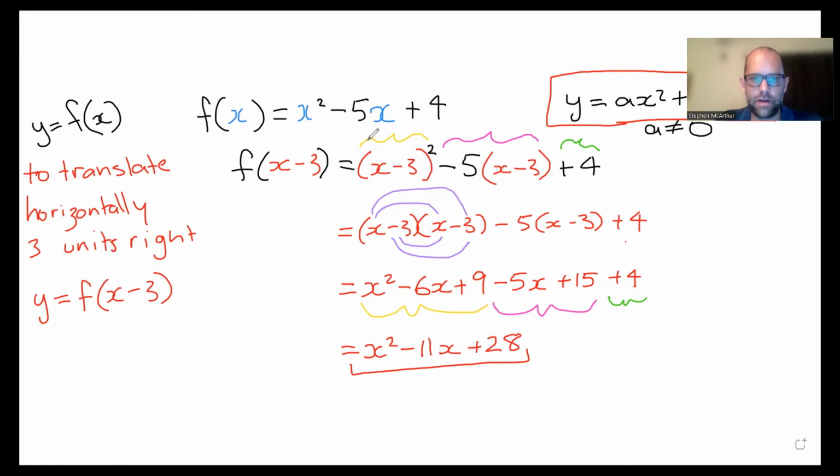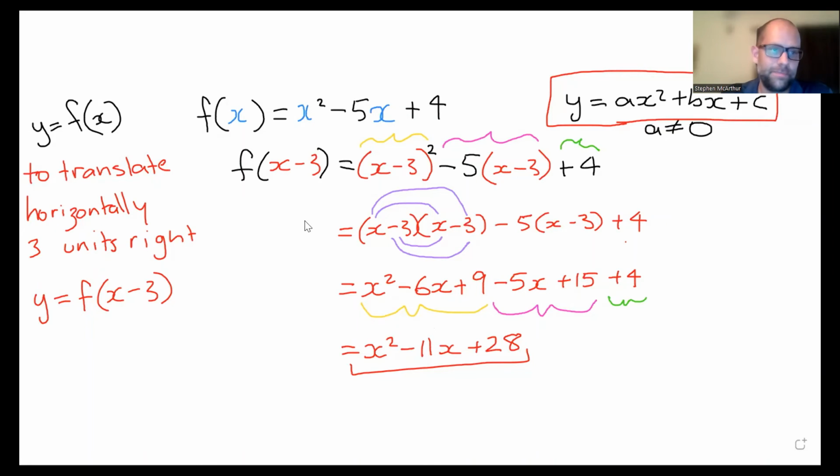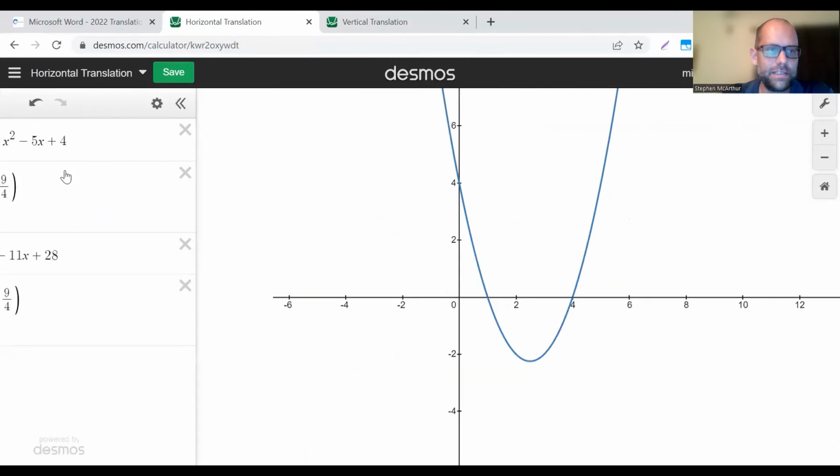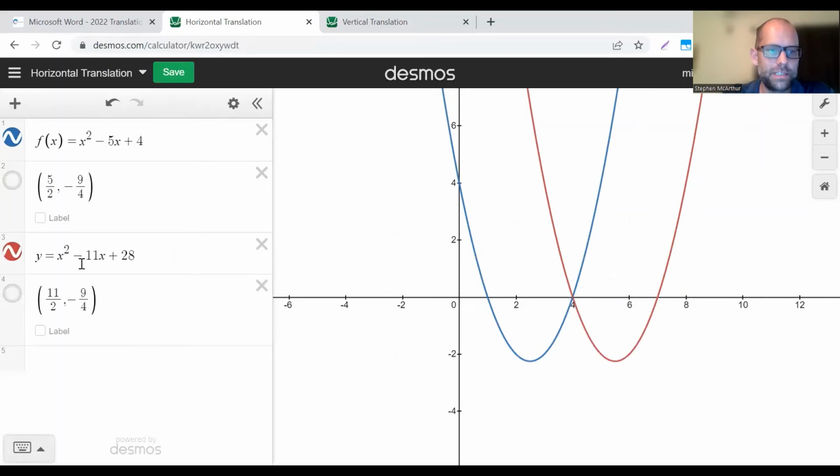So let's go and graph it and have a look. So we'll go back to horizontal translation. As you can see, I have prepared this already because I mucked up my last video. Anyway, here's our original one. Here is y is equal to x squared minus 11x plus 24, which is what I just came up with.